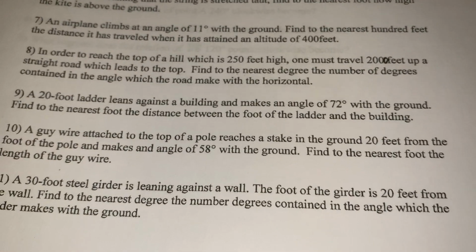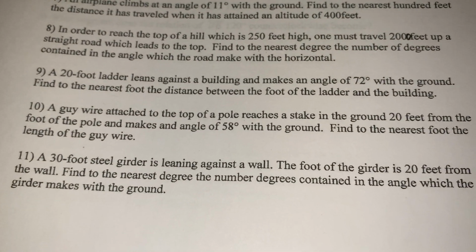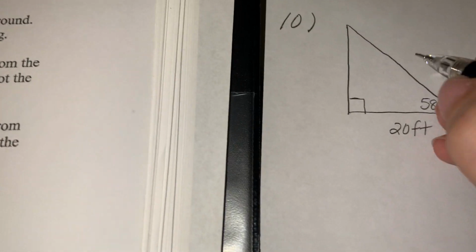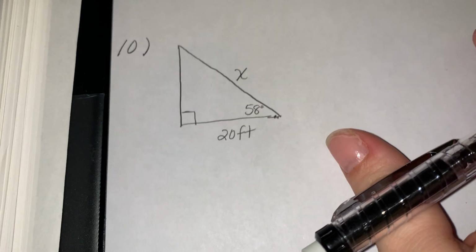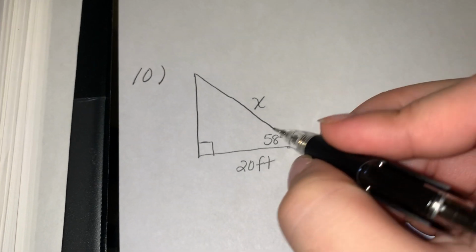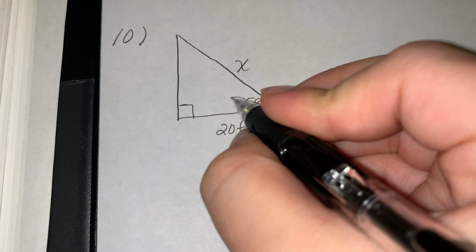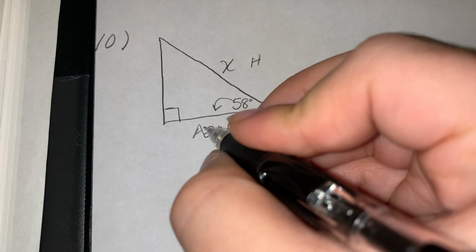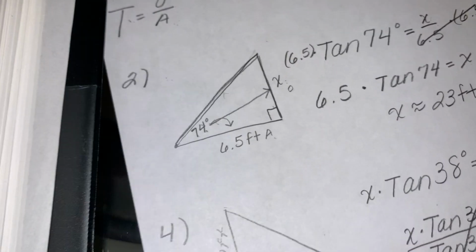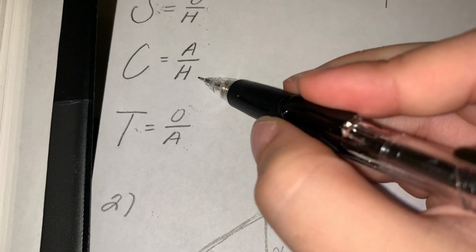We now need to find something, obviously. Find to the nearest foot the length of the guy wire. Well, remember, this is the pole. This is the wire that goes to the ground. And again, I need to figure out if I'm using sine, cosine, or tangent. There's no opposite. However, they give you an adjacent, and this is your hypotenuse. So if they give you adjacent and hypotenuse, I am going to be using cosine.